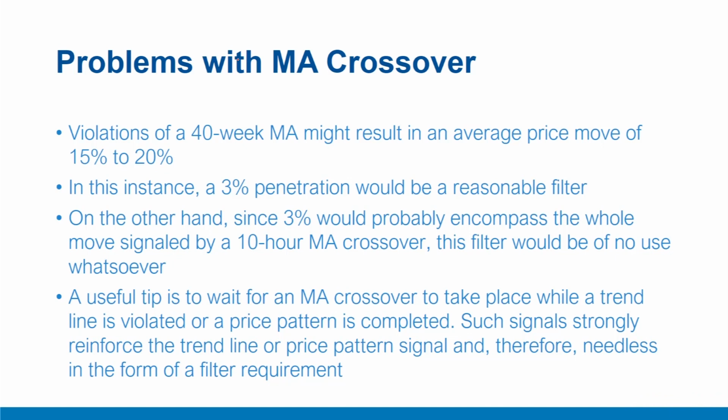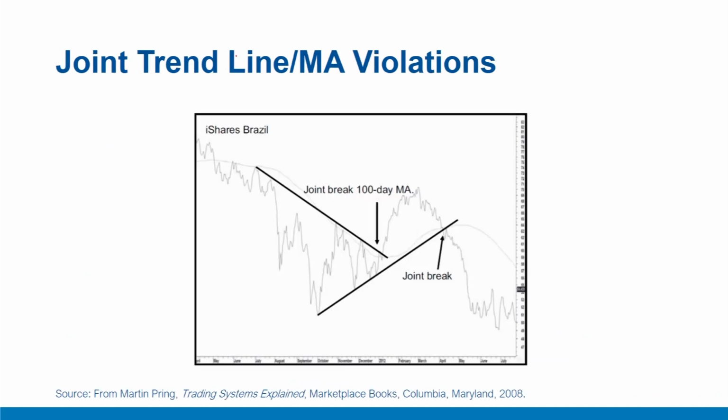A useful tip is to wait for an MA crossover to take place at the same time a trend line violation also occurs or a price formation is completed. Such signals strongly reinforce the trend line or price pattern signals and therefore need less in the form of filter requirement. Sometimes it's possible to see an MA crossover accompanied with exceptionally heavy volume.